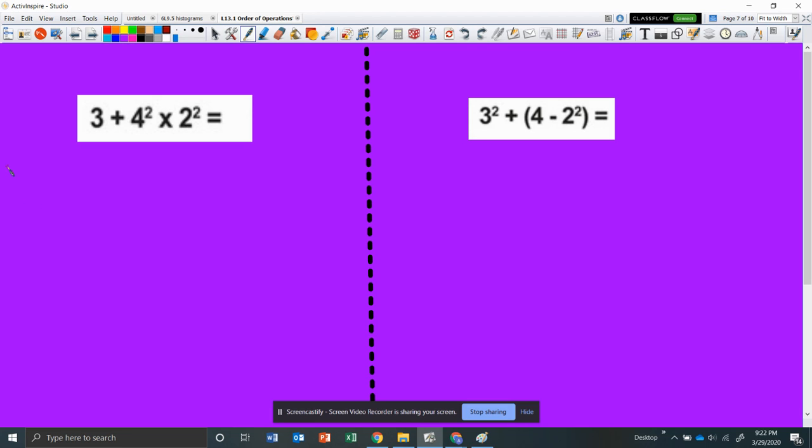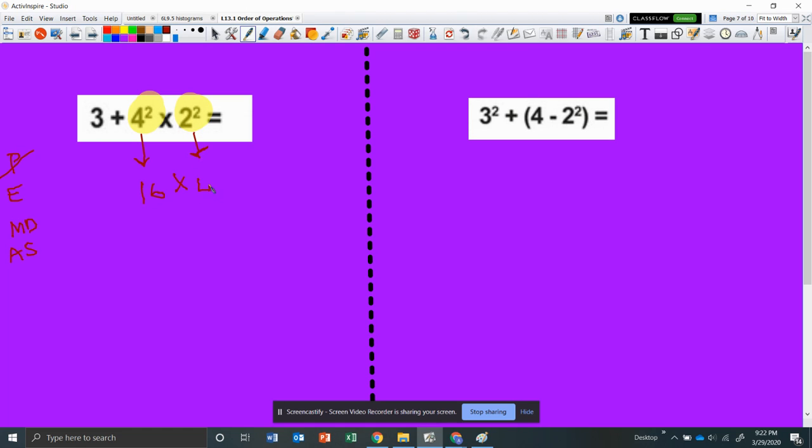I like to go out to the side of my paper and write please excuse my dear Aunt Sally. Okay? In this problem, there's no parentheses, but there are exponents. So when I look at the exponent right here and right here, I've got to solve both of those before I can do anything else. This one equals 16 because 4 times 4 is 16, and 2 times 2 is 4.